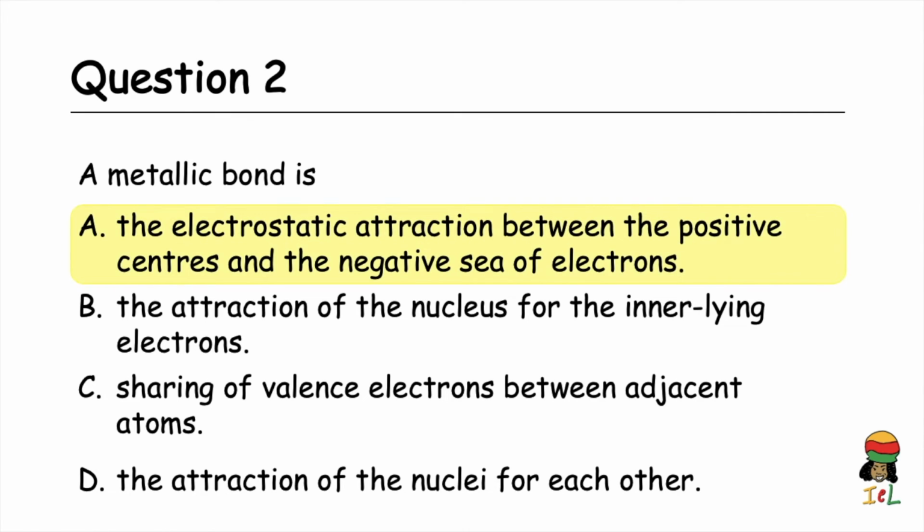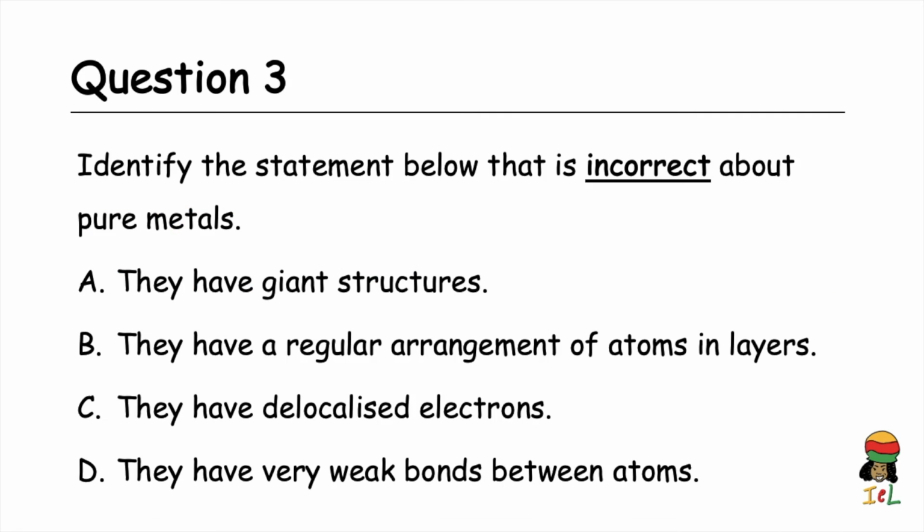The answer is A. A metallic bond is the electrostatic attraction between the positive centers and the negative sea of electrons. Question 3. Identify the statement below that is incorrect about pure metals. A. They have giant structures. B. They have a regular arrangement of atoms in layers. C. They have delocalized electrons. D. They have very weak bonds between the atoms.